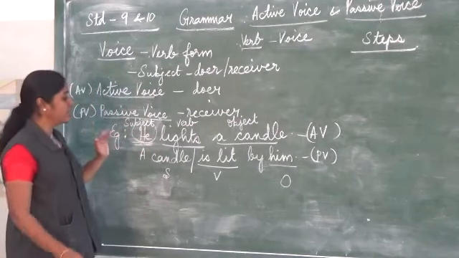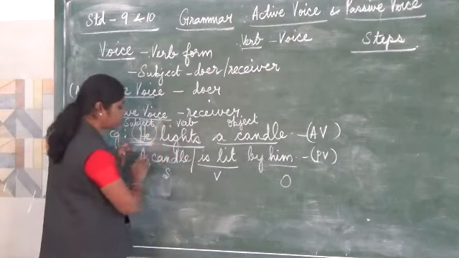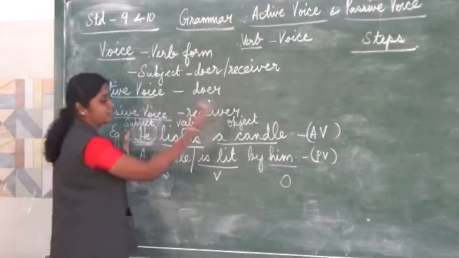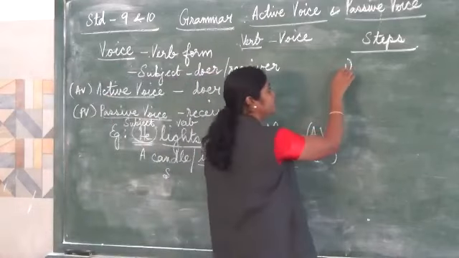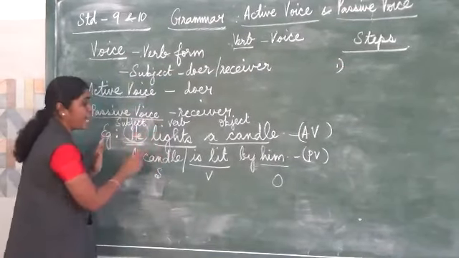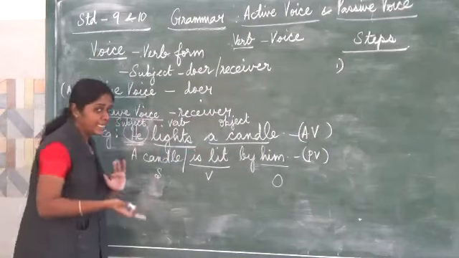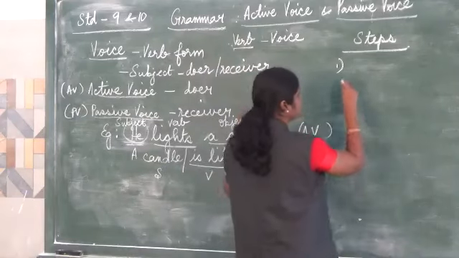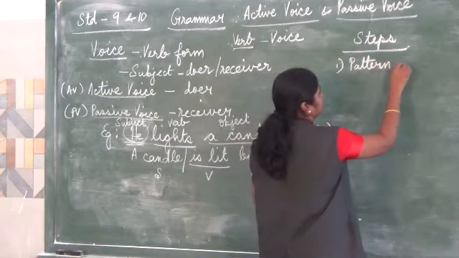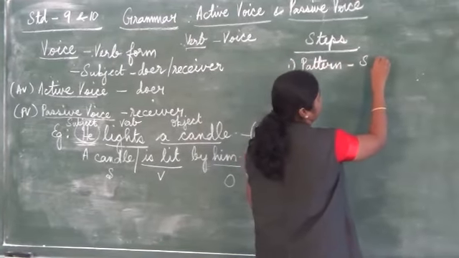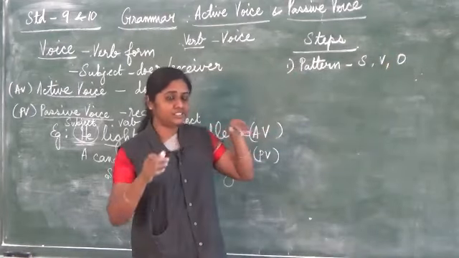Is it clear? Now, while changing from active to passive, what is the first thing I did? I have interchanged subject and object. I have taken subject to the last and I have brought object to the front. Before you interchange, only if you are able to identify subject, verb and object, will you be able to interchange them. So, the first thing you have to do is pattern the sentence: subject, verb, object.